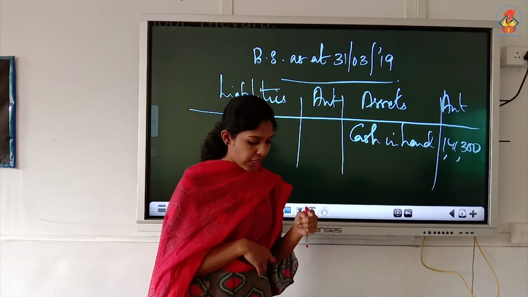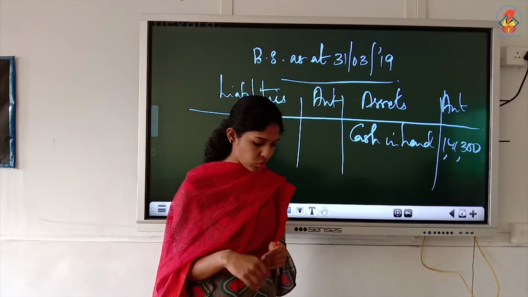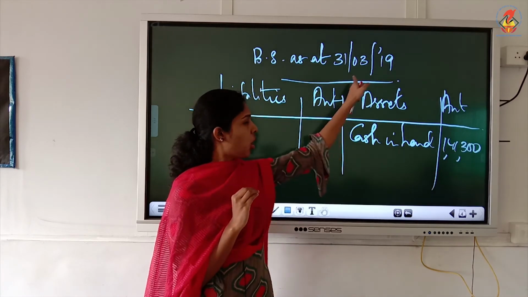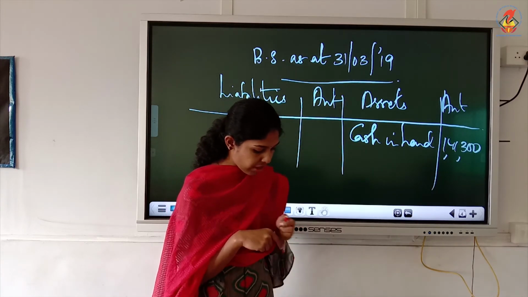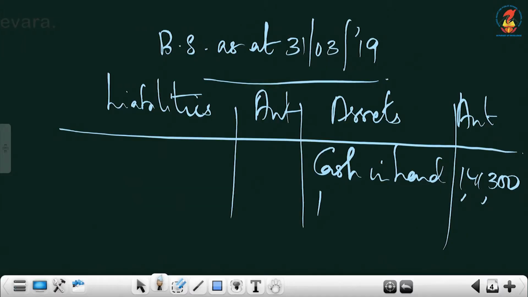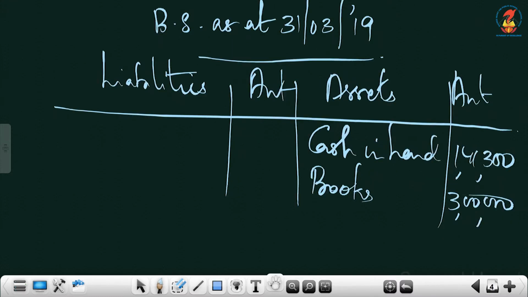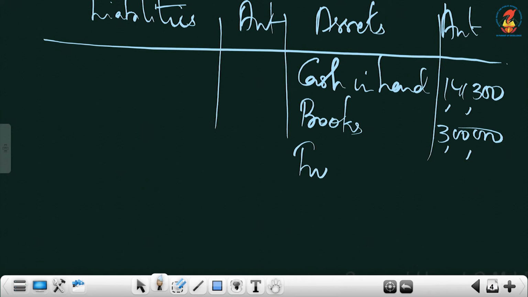Now you have to read the adjustments also. There also just consider the opening values. You have the opening value of books and furniture that you can write directly. That is books of 3 lakhs, and furniture of 58,000.